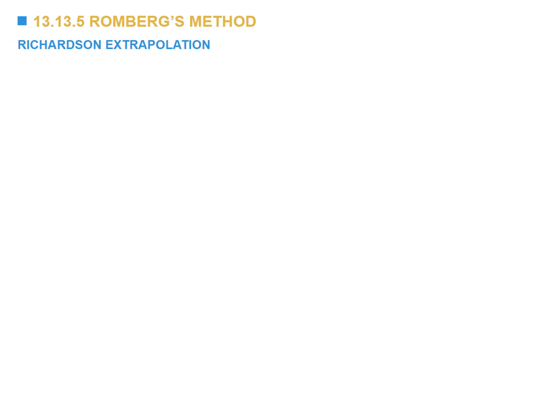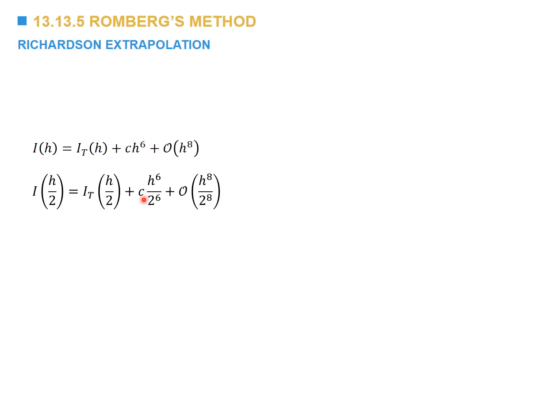Again, let's say you did this, and you now have an approximation whose error terms are directly proportional to c h power 6 plus another error term that is directly proportional to h power 8. Repeating with h over 2 will give an error term that's directly proportional to h power 6 divided by 2 power 6 plus an error term directly proportional to h power 8.